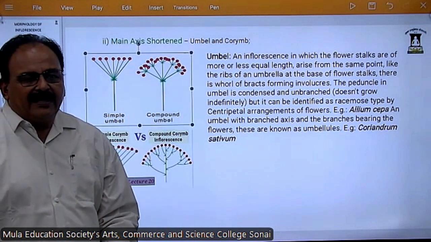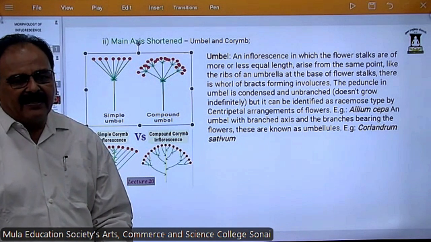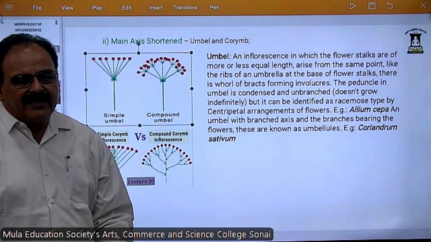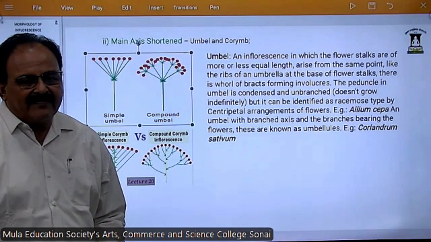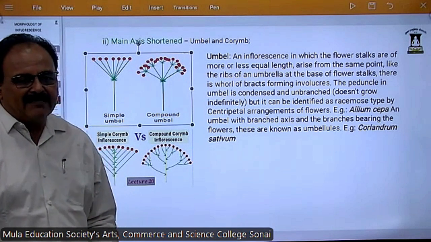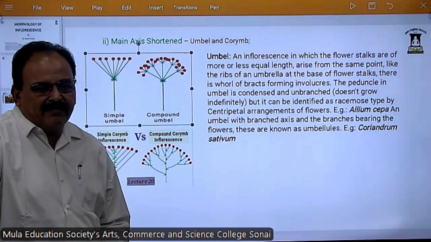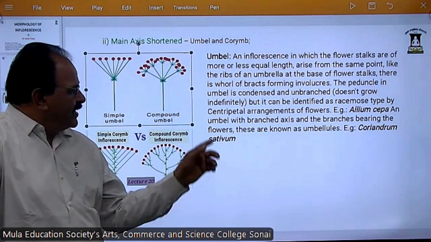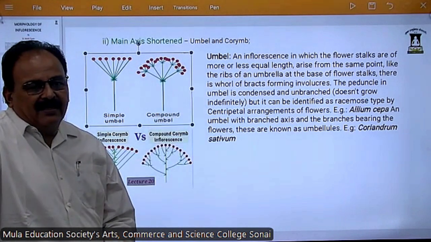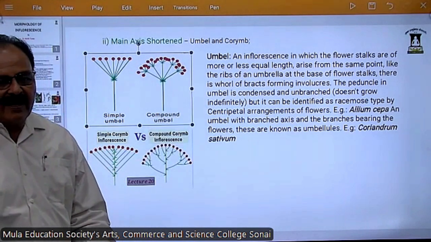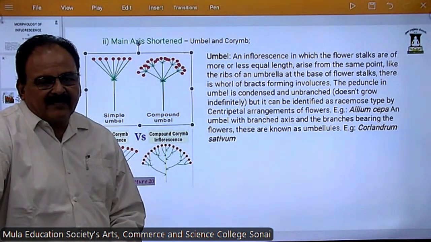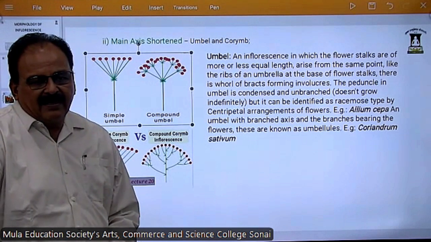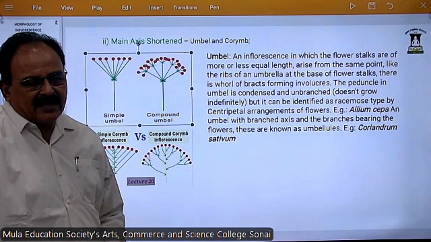The peduncle in the umbel is condensed and unbranched, but it can be identified as a racemose type by the centripetal arrangement of the flowers. For example, Allium cepa. An umbel with a branched axis, where the branches bear the flowers, is known as a compound umbel. For example, Coriandrum sativum.